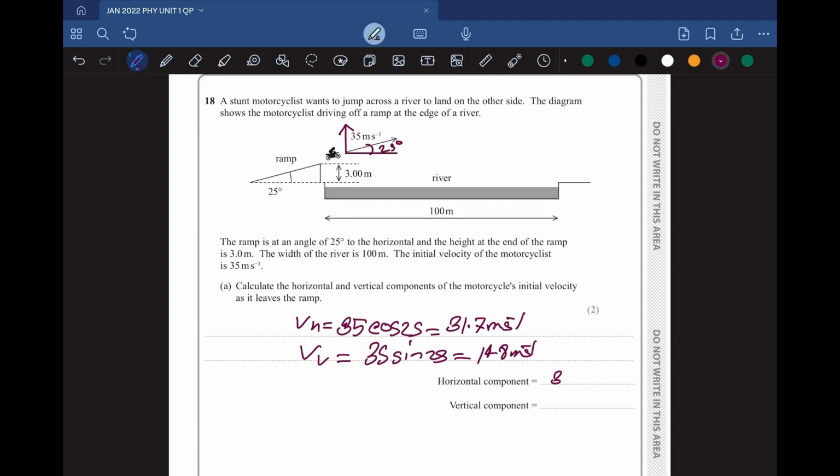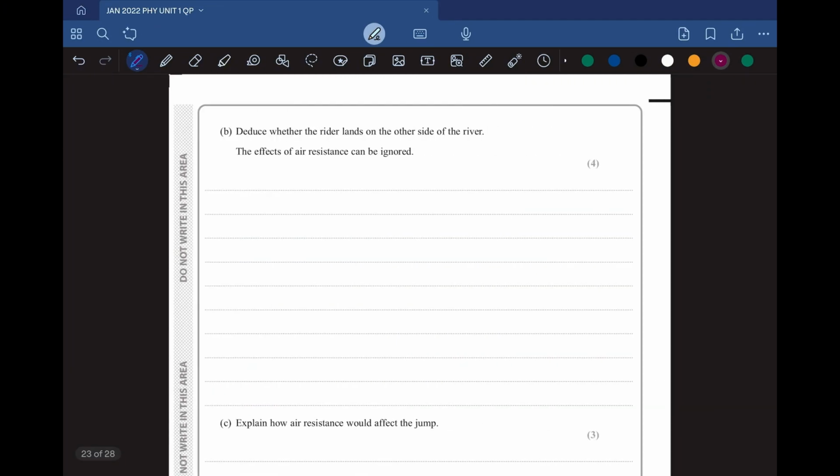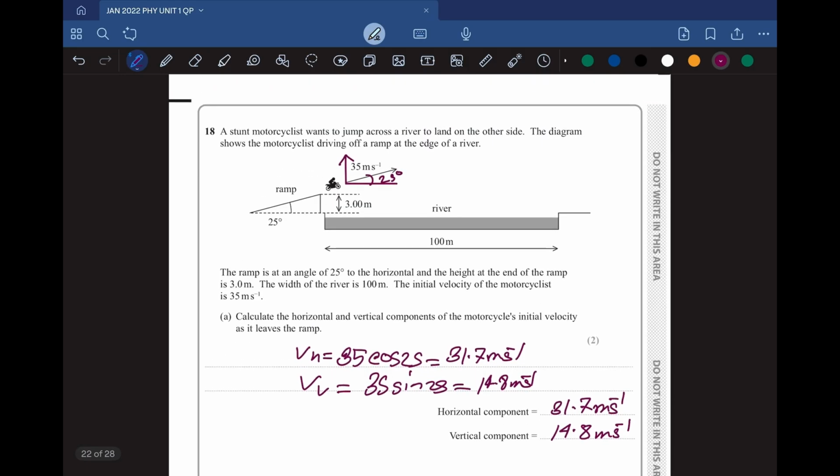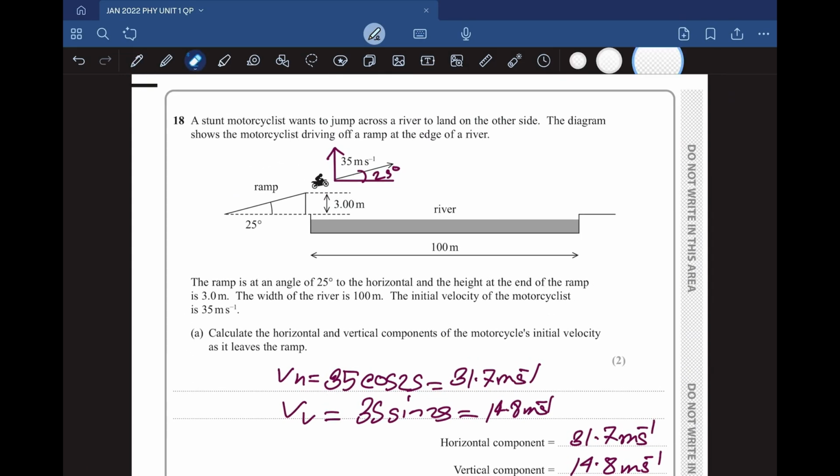So our correct answer is going to be 31.7 m/s^-1 and 14.8 m/s^-1. Now moving on, it says deduce whether the rider lands on the other side of the river. The effects of air resistance can be ignored. Now this is a tricky question. How? Let's read it down.